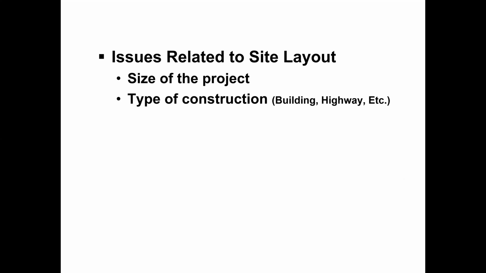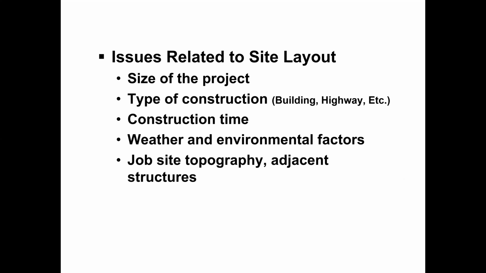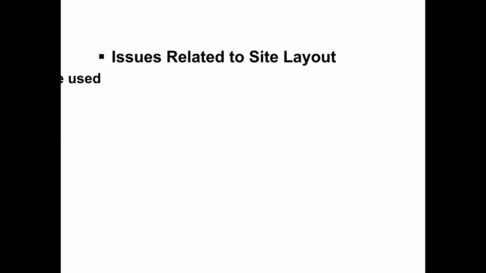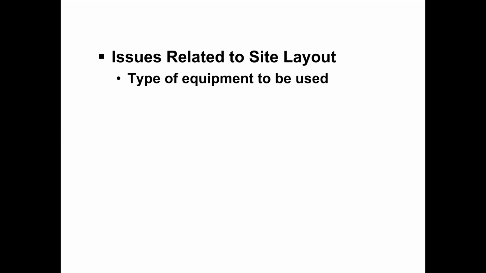How we have to make a layout of the site for the project depends upon a number of things. Here they mention that it depends upon the size of the project, the type of construction, whether it's building construction or highway construction, and the construction period in the contract. It also depends on the weather and environmental factors in the area where the project is located, the job site topography, and the adjacent structures. These things help us in deciding the site layout of the project.